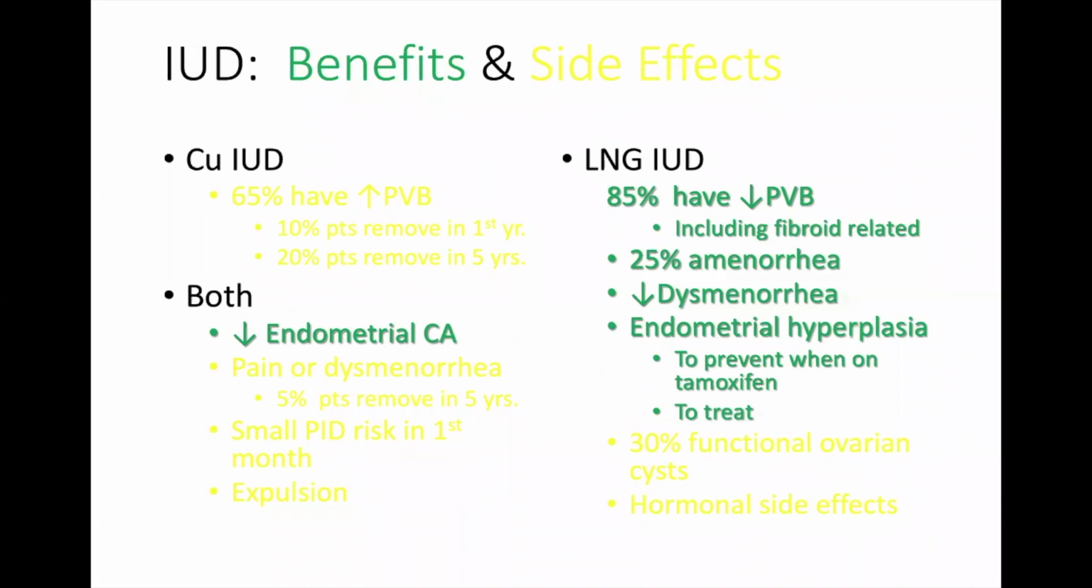Both of the IUDs will decrease the endometrial cancer, pain, or dysmenorrhea, small PID risk in the first month, and expulsion rate is high. 30% will have functional ovarian cyst, and some will have hormonal side effects.